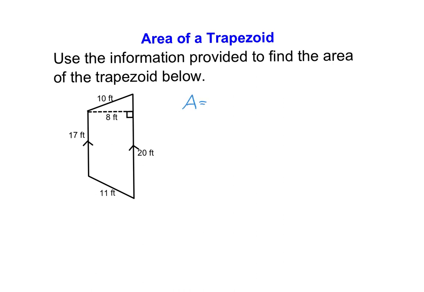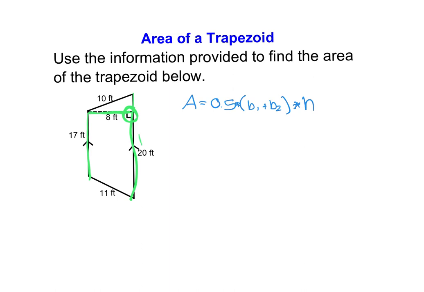So remember, to find our area, we need to have 0.5 times (base 1 plus base 2) in parentheses times the height. So we're going to look for that base 1, base 2, and height value. When I look at this, the first thing I look for is height. Height is typically an internal value. It's forming a 90-degree angle connecting the two bases.